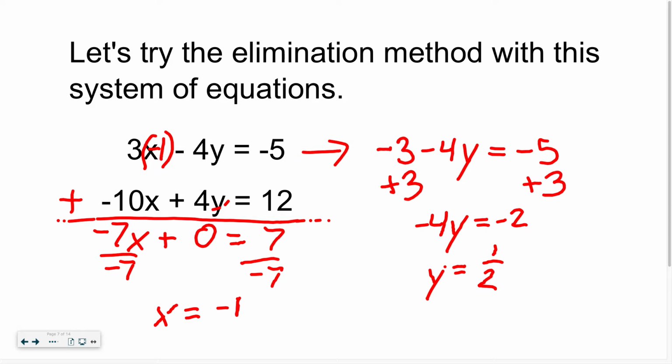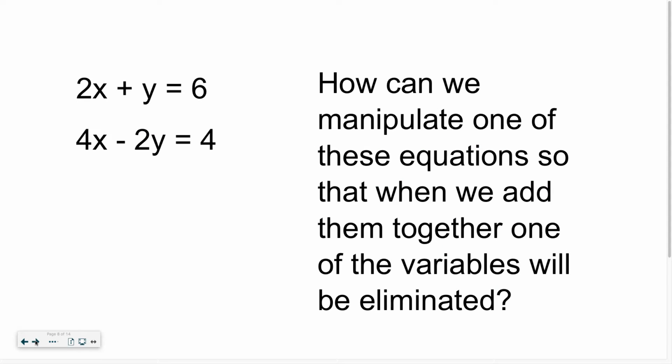Do you think that will always happen? No, you can probably think of other systems where we didn't have the opposite coefficient. Let's take a look at this one. This is actually the one that we added together in the very beginning. Does anything cancel out when you add these together? Does anything eliminate? No.